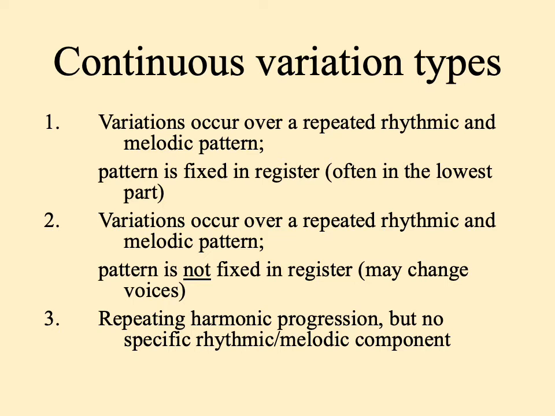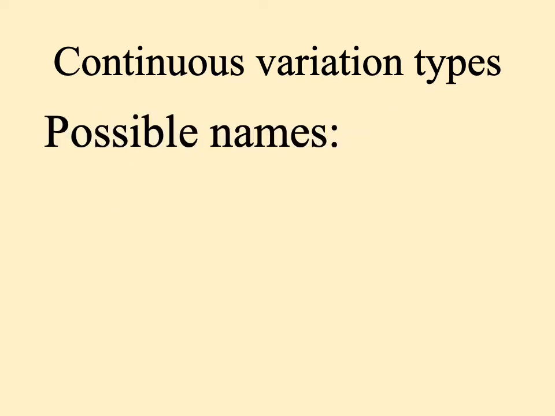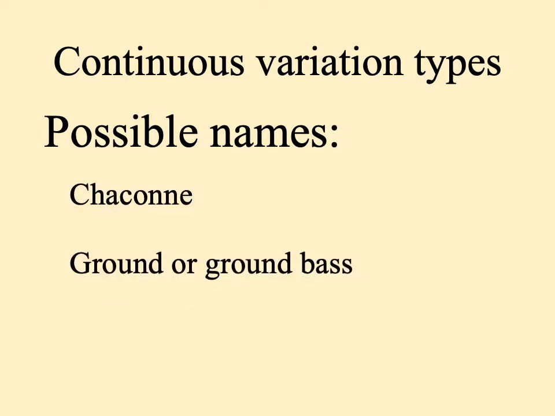This might sound like some things we've looked at before. It might be familiar. We'll see as we move on down the road here. And here's one of those I've got good news and I've got bad news moments. The good news is this. All these continuous variation types have names that they might go by. They might be called chaconne, or ground, or ground bass, or passacaglia. That's the good news. We have names for these things.